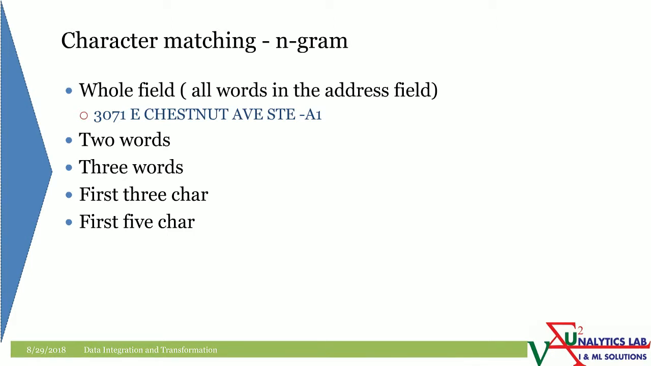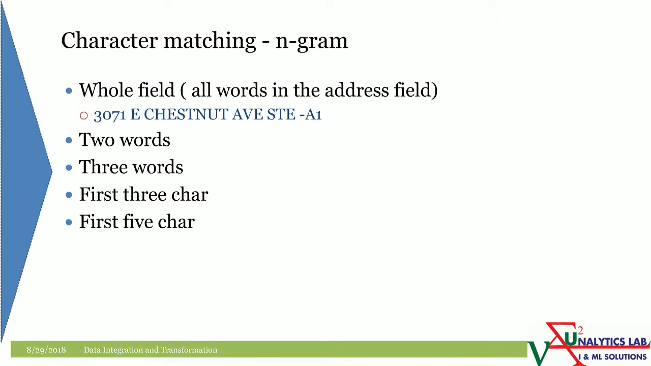So we are trying to adopt that in order to solve some of the data integration problems that we have. While we are measuring the similarity, you have character matching, that is, you can measure the whole field, or you can take just the first 2 words, first 3 words, or if you want to consider the first 3 characters or first 5 characters. These are all decisions that you take depending on what kind of measure or what kind of record you are trying to find the similarity for.